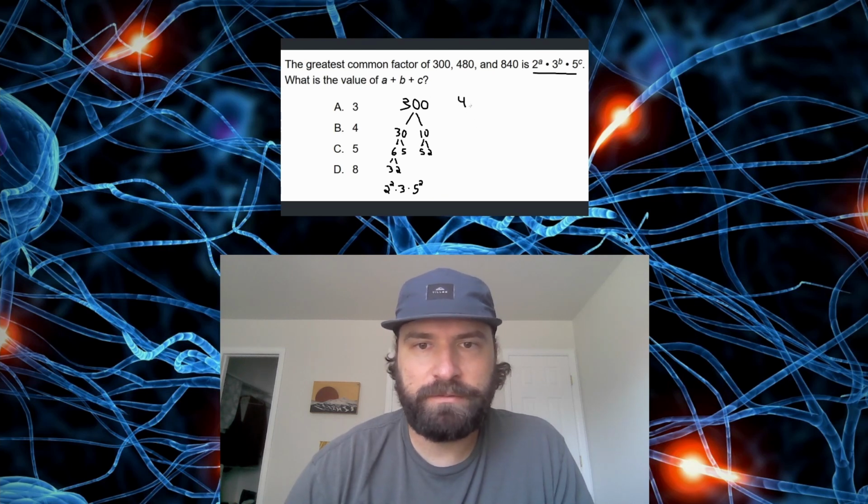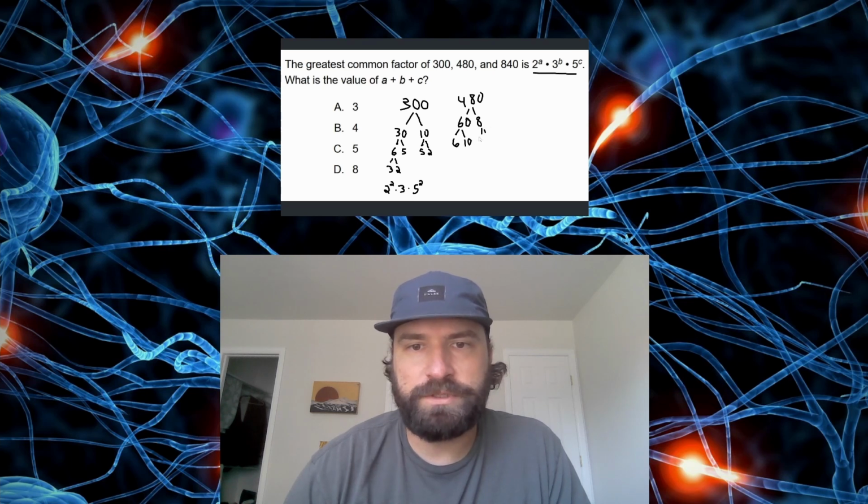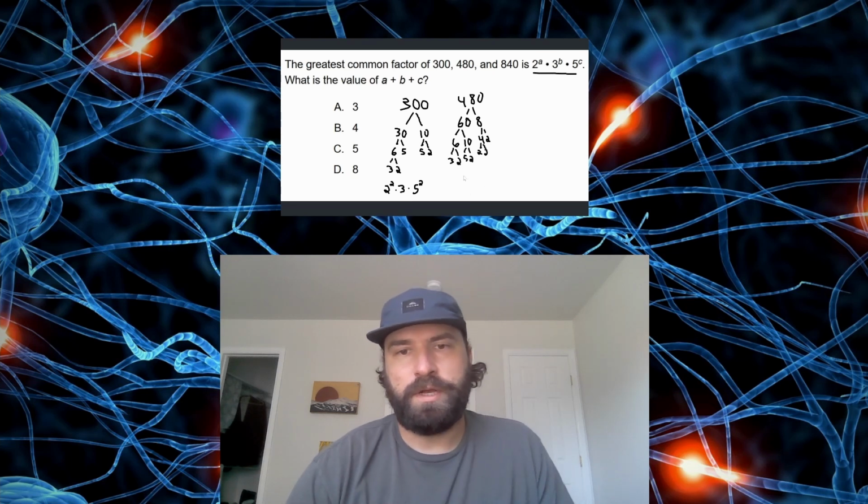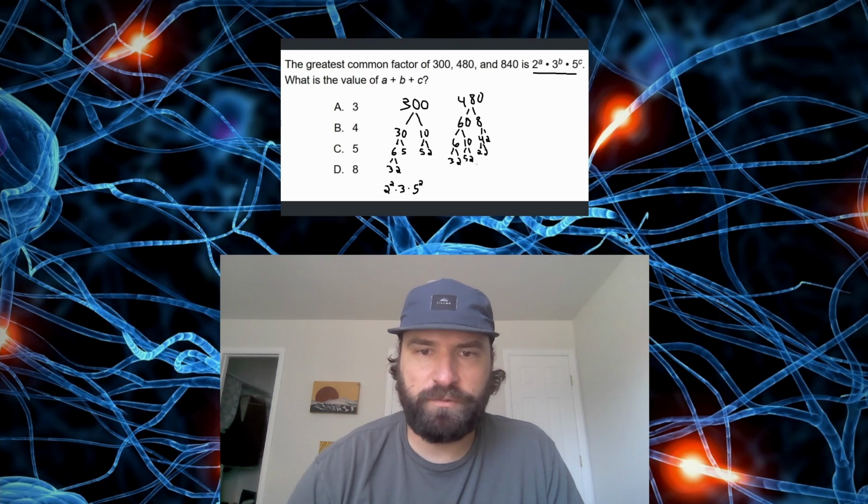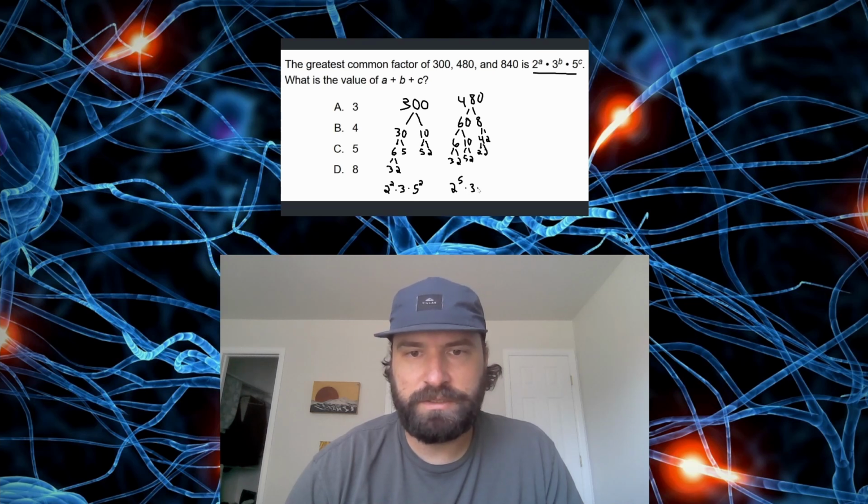So 480, we can do a tree as well. 480 is 60 times 8. 60 is 6 times 10. 8 is 4 times 2. 4 is just 2 times 2. 2 is prime, so we're done there. 10 is 5 times 2. Both those numbers are prime. 6 is 3 times 2. So if we write our prime factorization for this one, we have 1, 2, 3, 4, 5 2s, so it would be 2 to the 5th power times 3 times 5.